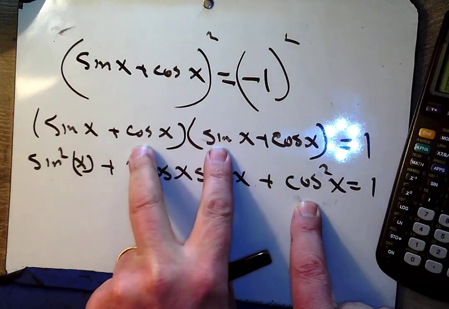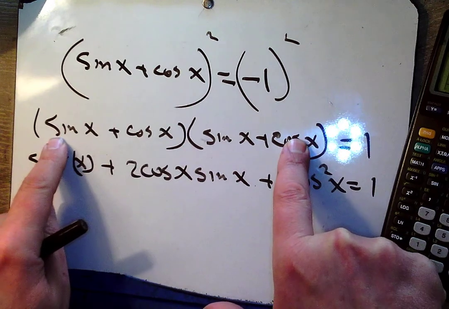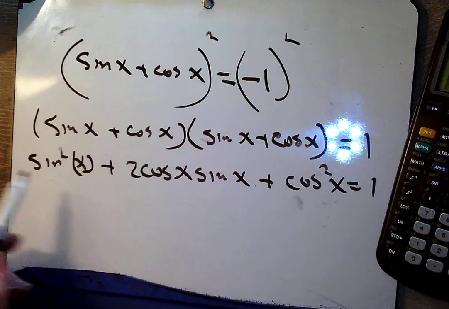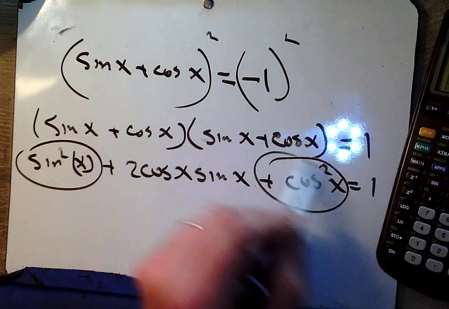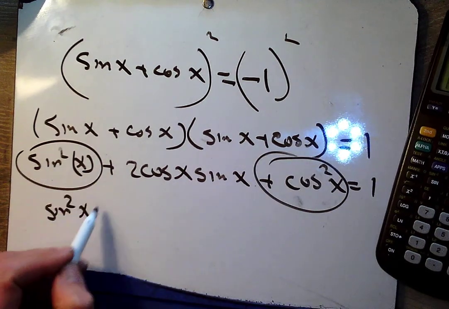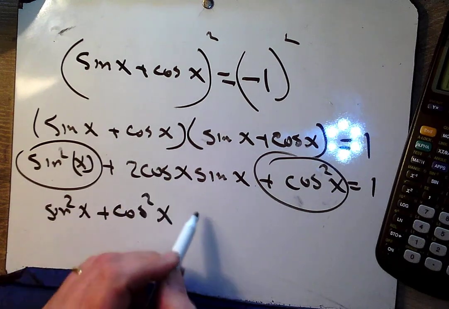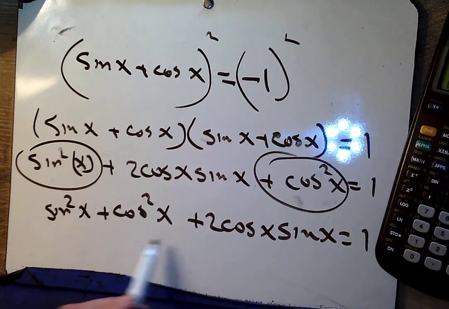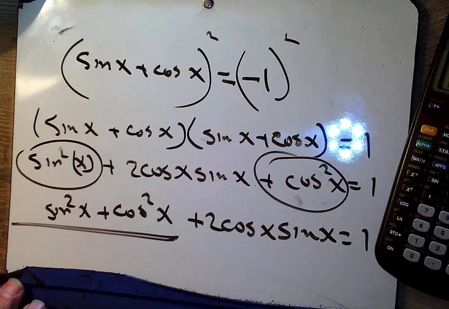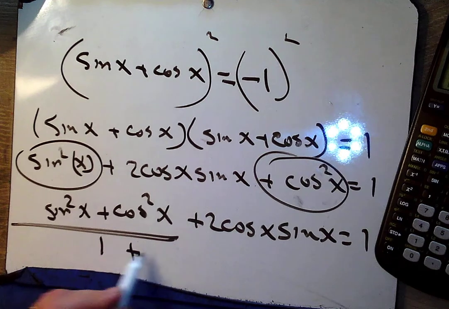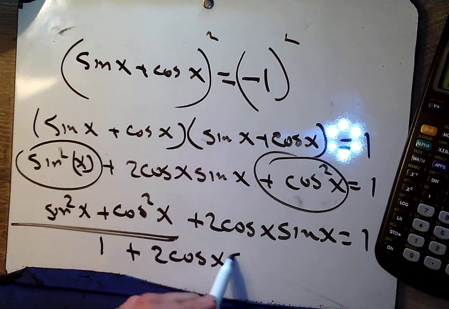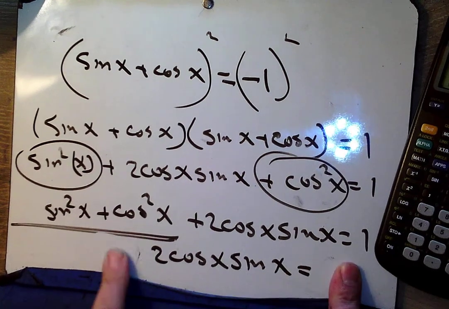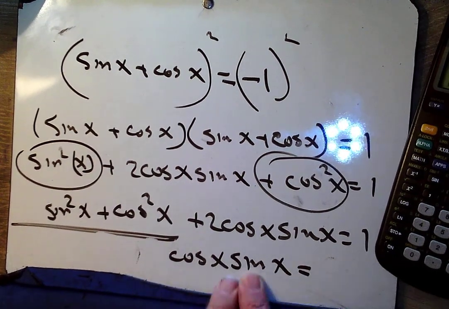Right? Because cosine times cosine is cosine squared. Here we have sine times cosine. Here we have sine times cosine. One of them plus one of them makes 2 of them. Okay, now what? Well, I could rewrite this as sine squared plus cosine squared plus 2 cosine sine equals 1. And what's that equal to? 1. 1 plus 2 cosine x sine x equals 1. I subtract, and I divide 0 by 2, so I've just got this.